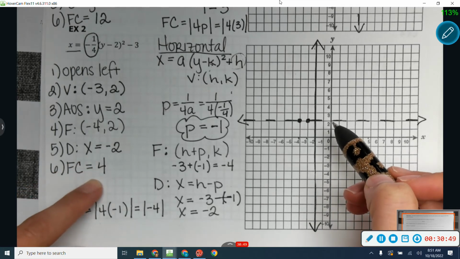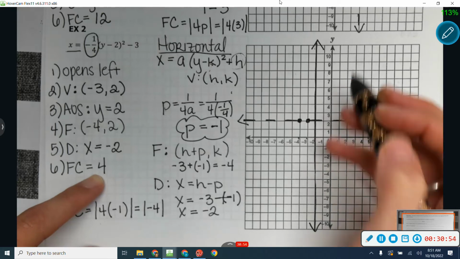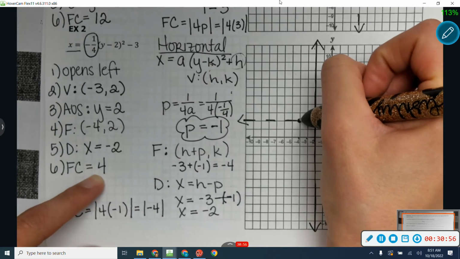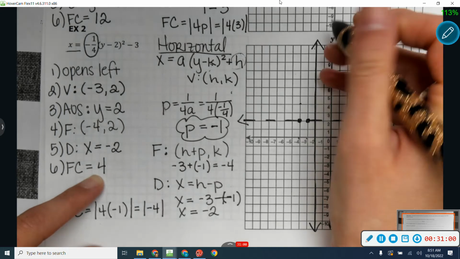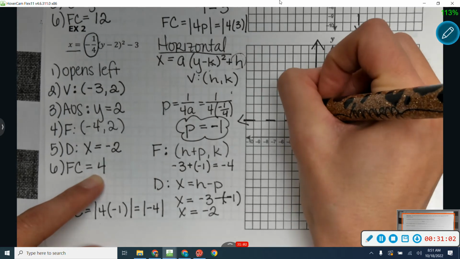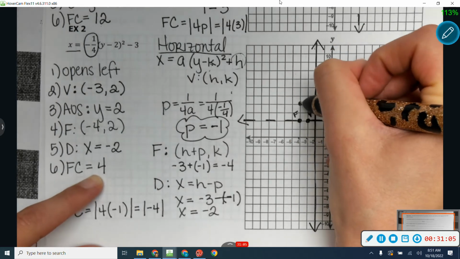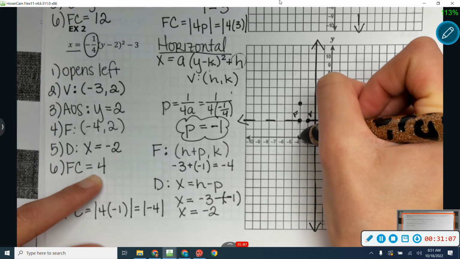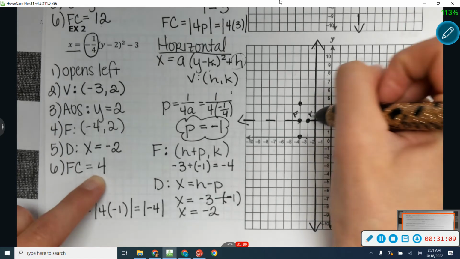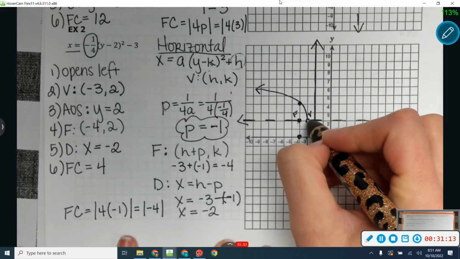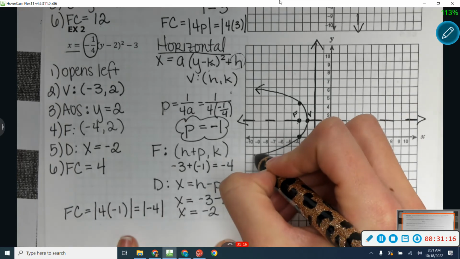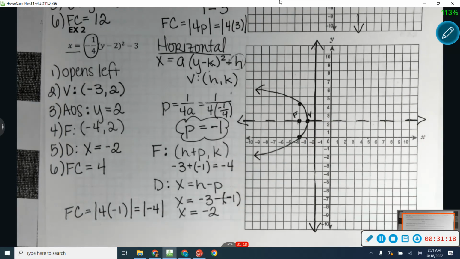So if my focal chord is 4, I split that in half, and I'm going to go 2 in the positive direction. So I'm going to go 2 up from my focus. This is my vertex, and this is my focus. I'm going to go 2 up and 2 down, because it has to open left. So that's the only way I can do that. And there's your graph.